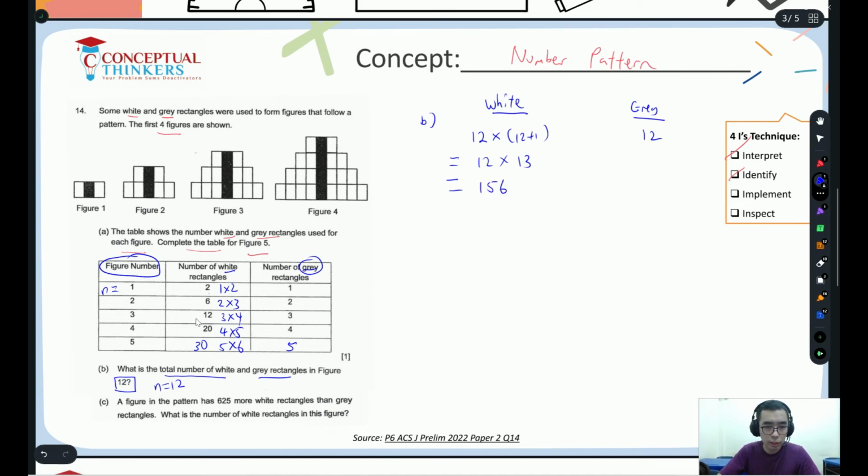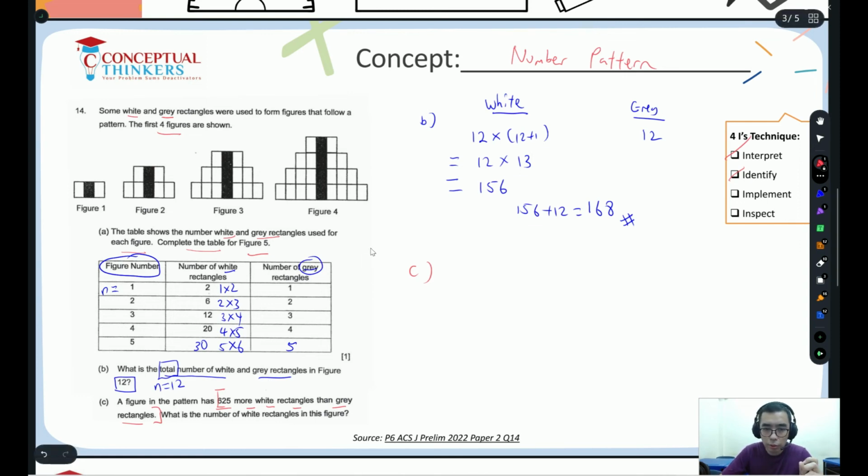Then what you need to do is, since they are asking for the total, so we can take 156 plus 12. So we're going to get 168 as my answer for part B. Okay, next let's look at part C. So a figure in pattern has 625 more white rectangles than grey rectangles. So when they say that it's 625 more white than grey, so what they are trying to tell us is that the difference between them is 625.